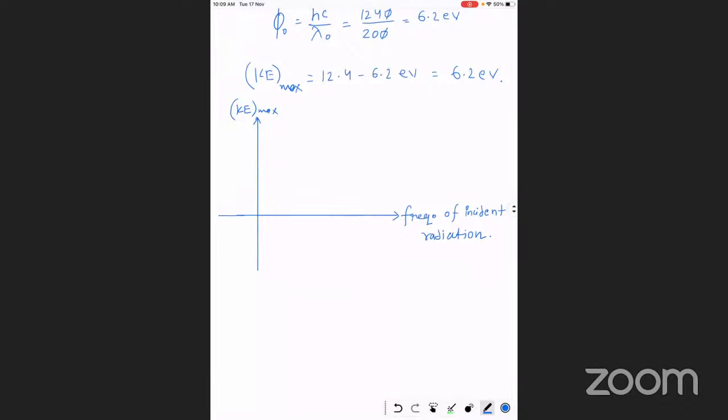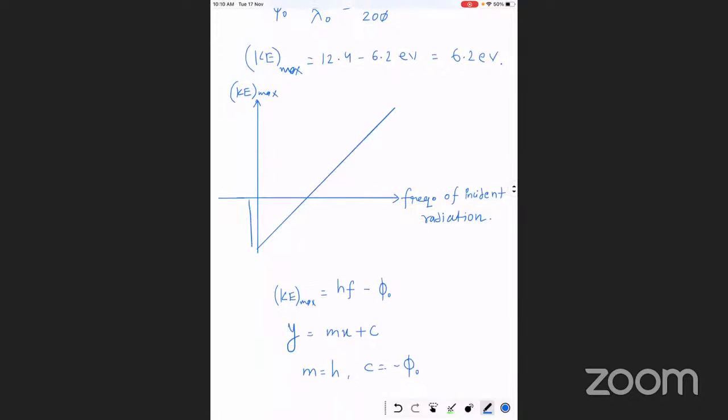To use this equation to draw graph. At the place of hc by lambda, can I write hf minus work function, right? Now let's compare this with y is equal to mx plus c. So the slope is h and the y-intercept is minus work function. So the nature of graph should be like this. Understood? Any doubt?